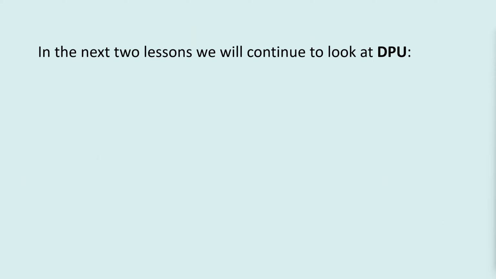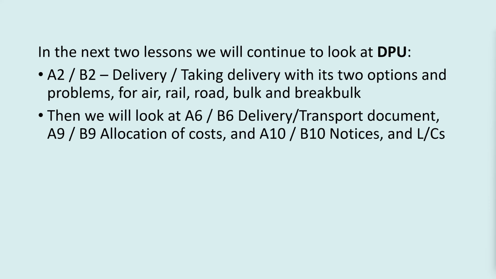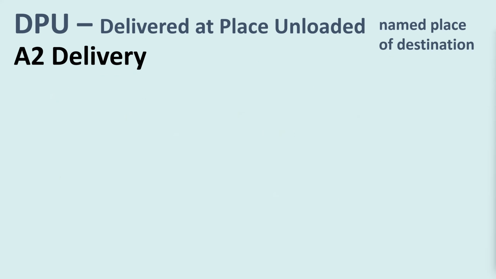In the next two lessons, we will continue to look at DPU, A2 and B2 delivery and taking delivery with its two options and problems for air, rail, road, bulk and break bulk. Then we'll look at A6 and B6, delivery and transport document, A9 and B9, allocation of costs, and A10, B10 notices and letters of credit. As always, I will explain what the book says first, which is where other trainers and YouTube videos usually stop. But then I will examine the many issues arising from these articles as we go along.